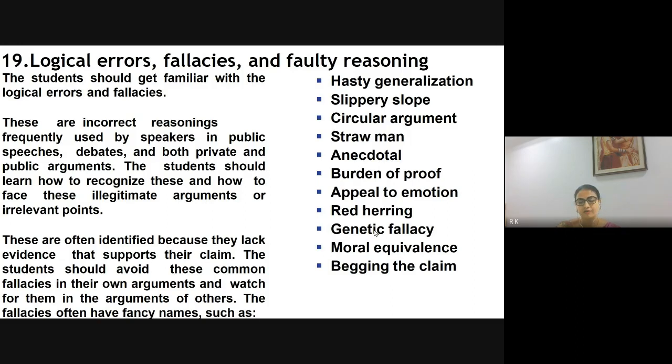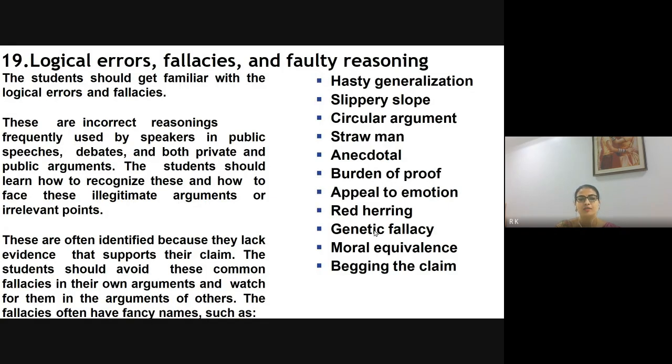The 19th method is called logical errors, fallacies, or faulty reasoning. We are very good at finding faults with others. Here, the students should get familiar with logical errors and fallacies. You give them a concept, and then these are incorrect reasonings, and you tell them what are the different faulty things they can find in it. These are frequently used by speakers in public speeches and in debates. Recently, a very hot session is happening in Tamil Nadu, and also in Bangalore, the debate, with both private and public arguments happening. Make the class like that. It will be very productive.